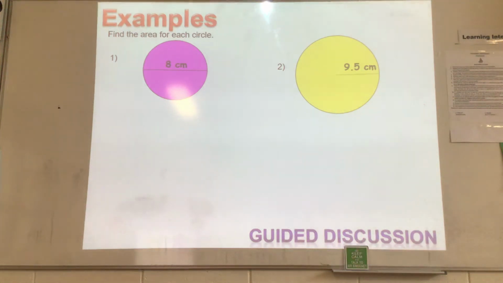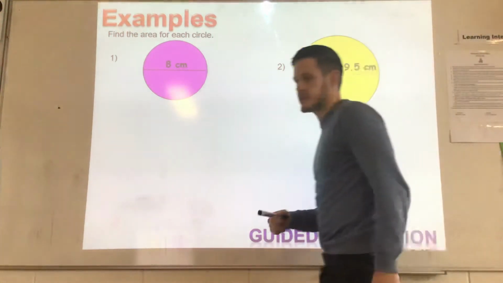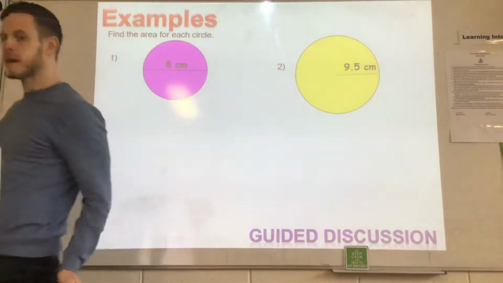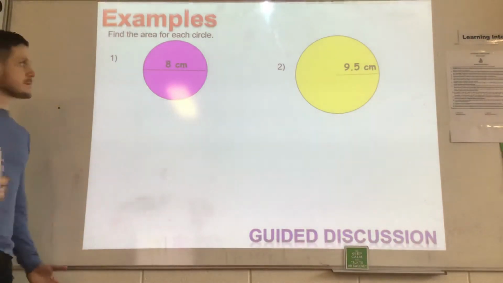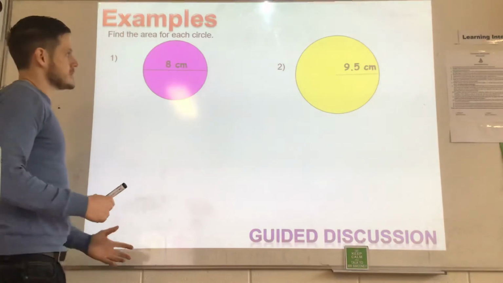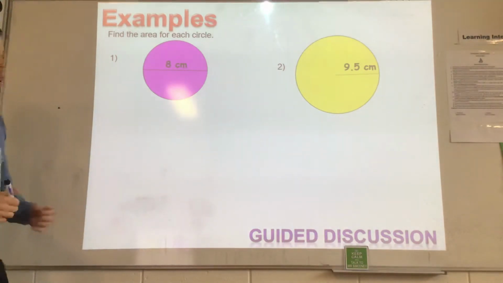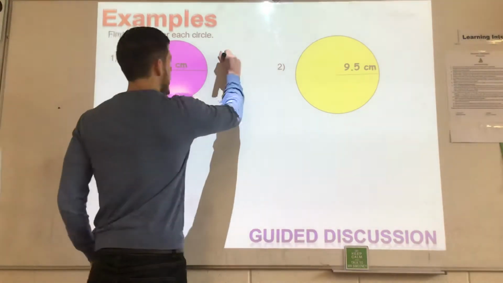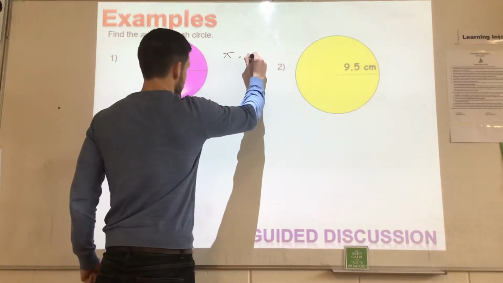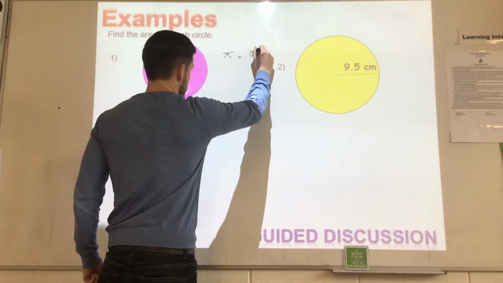Hey guys, so I'm just going to put this up because it might be a little bit easier to look back on. So it's all about getting the area of a circle. A couple of things before we get the area of a circle. We need to know the formula, which is pi multiplied by the radius squared, so pi r squared.